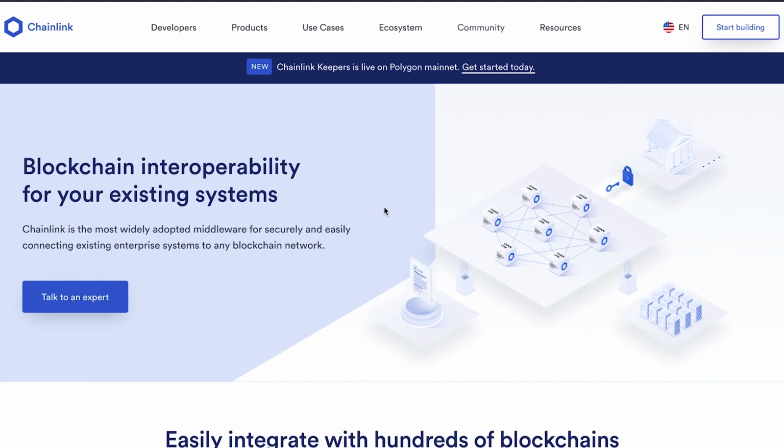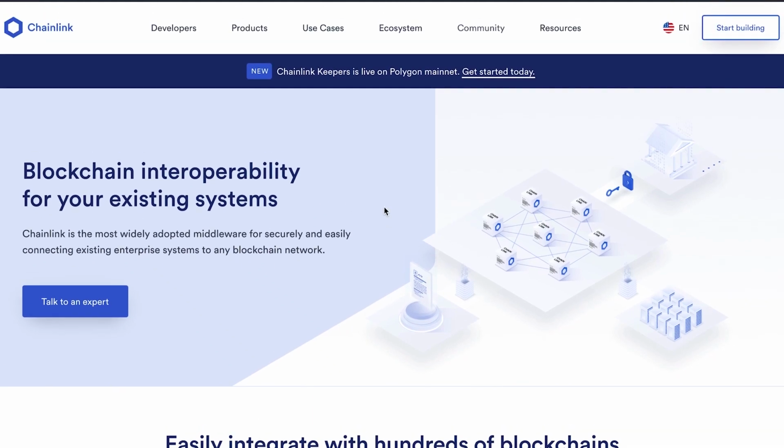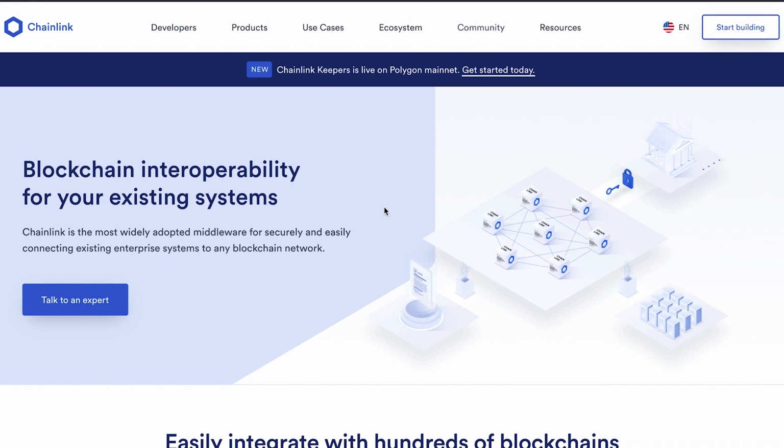We are at Chainlink's website, and Chainlink is a project that has very strong utility and use case. What they do is they act as an oracle, which in this case means they secure data from companies or systems that exist off the blockchain, and they facilitate bringing that data onto the blockchain. So they work as kind of like a pipeline for off-chain data to on-chain data.